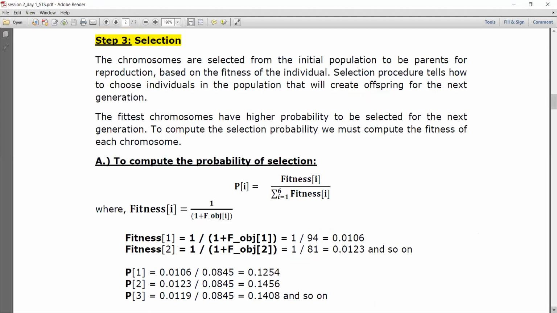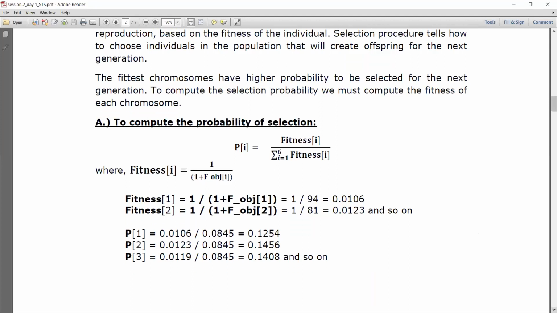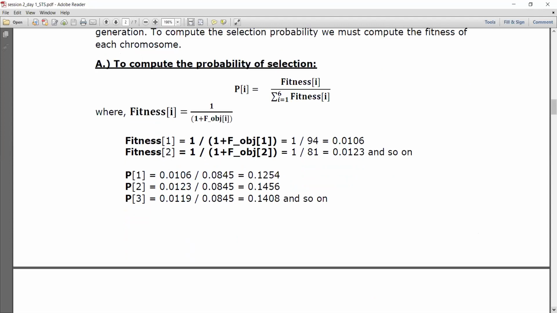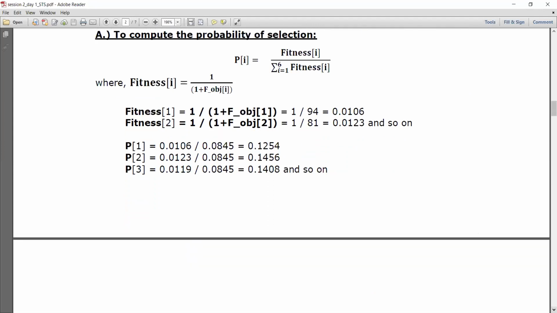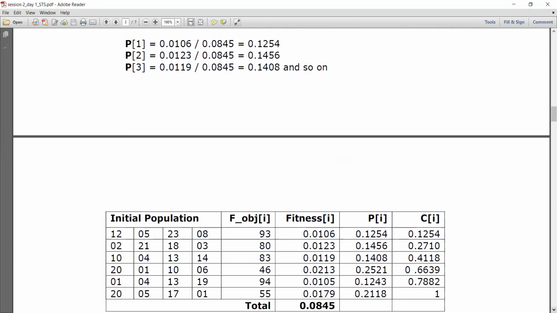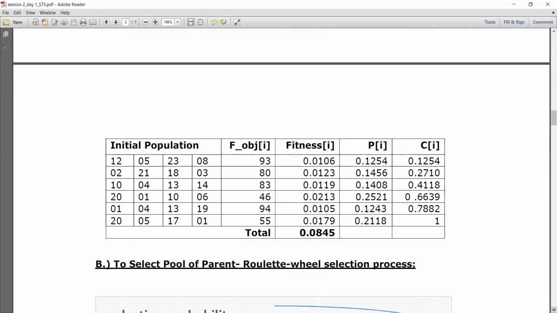If it is going to be for the first chromosome, it has the objective function value 93. Then its fitness is 1 over 94, 0.0106. Now what is its probability? P of 1 is equal to 0.0106, its particular fitness, divided by total fitness. So total fitness comes around 0.0845, which is displayed in the table itself. So now it is very clear that P of 1 is going to be 0.0106 divided by 0.0845. It comes around 0.1254. Now the same way you proceed for the rest of the chromosomes also.